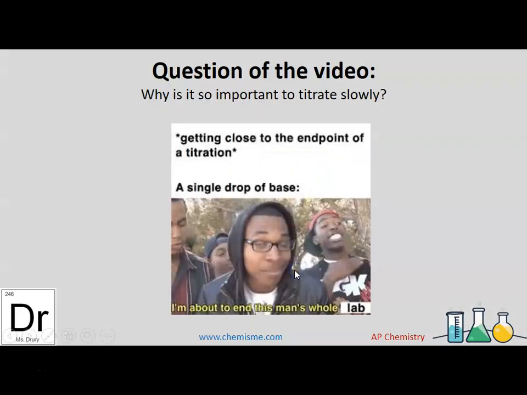So the question of the video is, when we do our labs, why is it so important to titrate slowly? There's a lot of memes out there about getting to your endpoint of your titration really slowly, because one drop will send you over the edge.